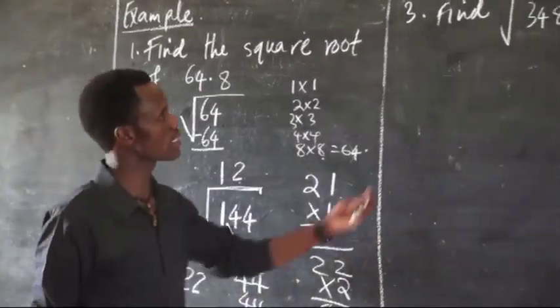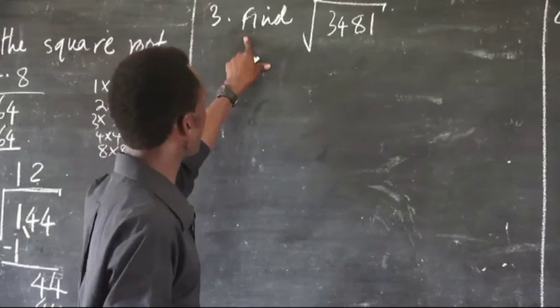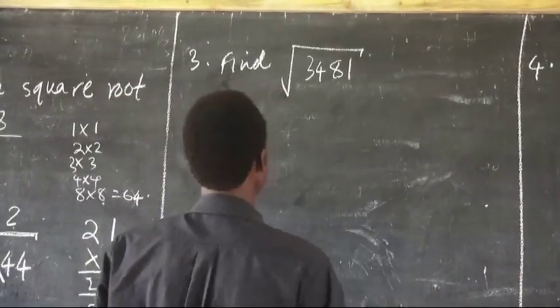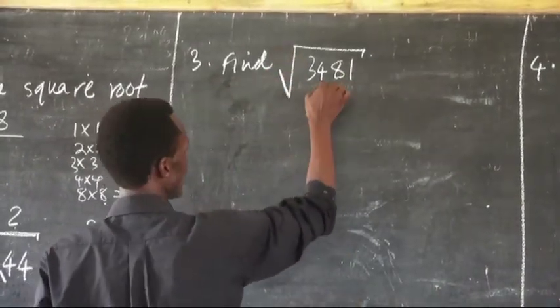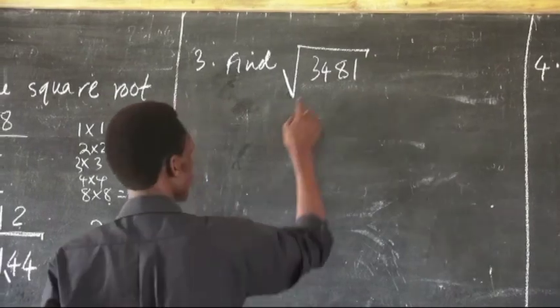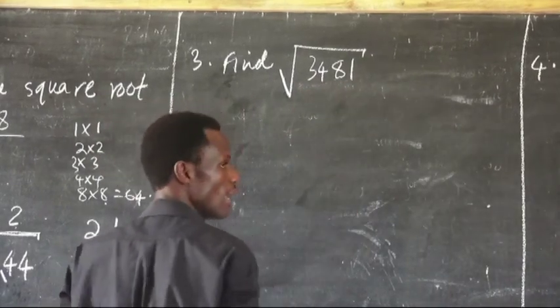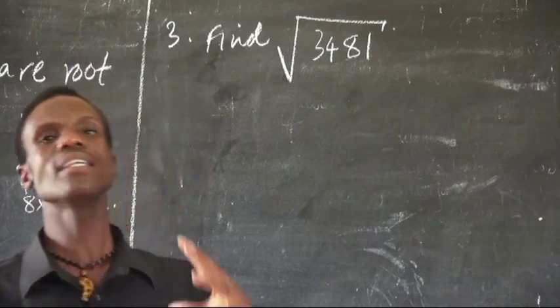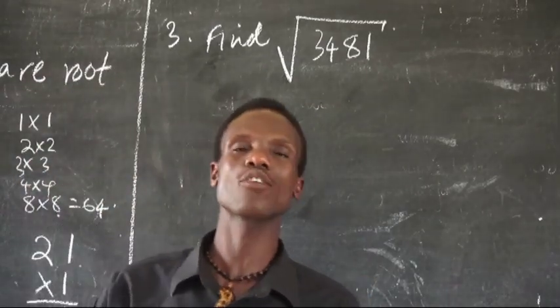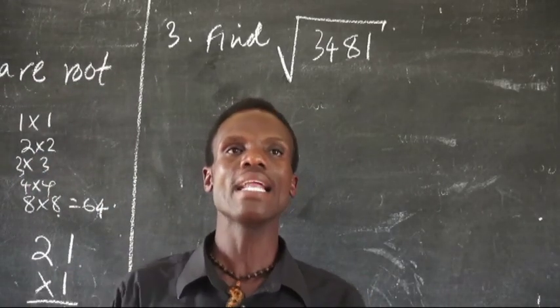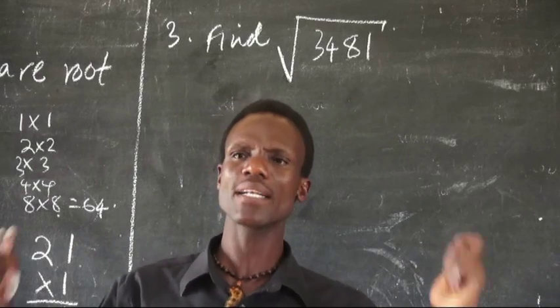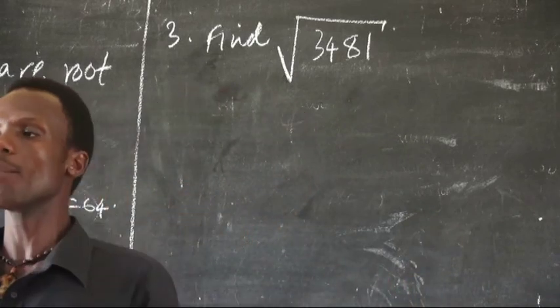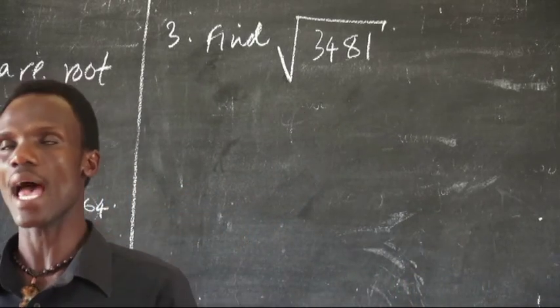Now let us see the next example here, which is find the square root of 3,481. As I said earlier, the first principle is all about separating the numbers in pairs from the right-hand side of the number. You just separate the digits in pairs from the right-hand side to the left-hand side.